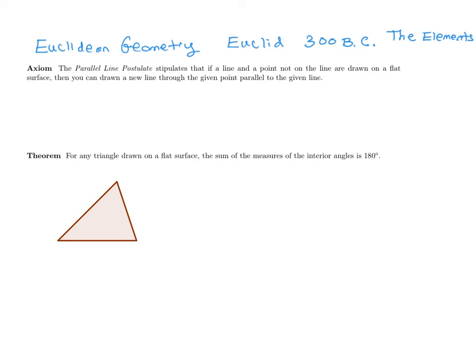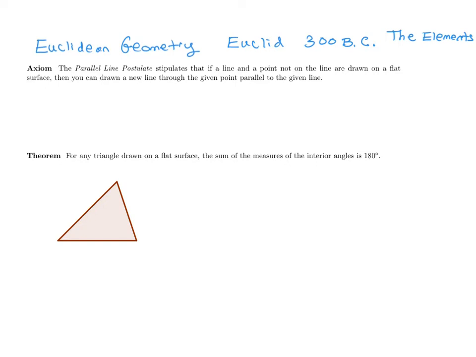Okay, all that being said, one of the things that was in the Elements is the parallel line postulate, which is an axiom. What this means is you can't prove that this is true, but you instead assume that it's true. And from this, you can prove other facts. It is important that this is a reasonable assumption. So after I describe it, hopefully you agree that it is in fact reasonable.